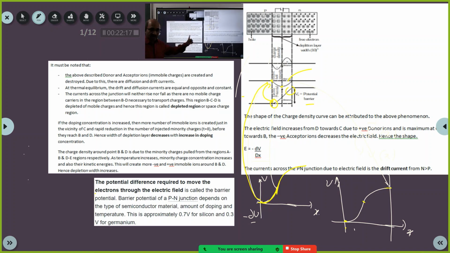I have explained to you dynamic equilibrium. The currents across the junction will neither rise nor fall as there are no mobile charge carriers in the region between B and D to transport the charges. The region BCD is depleted of mobile charges, and it is called depleted region or space charge region. Clear?